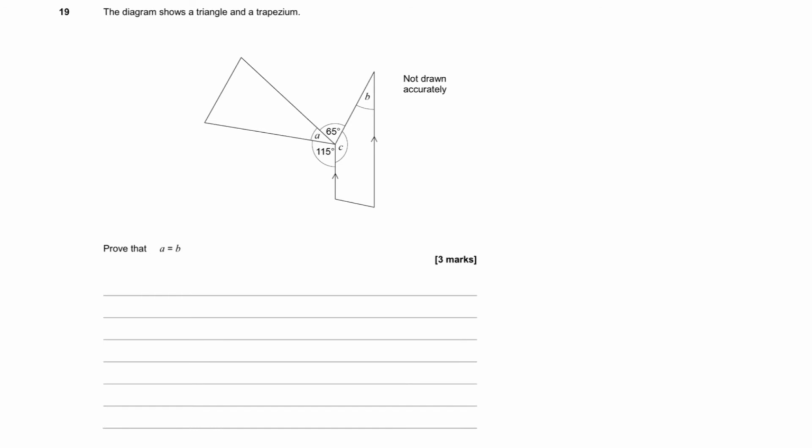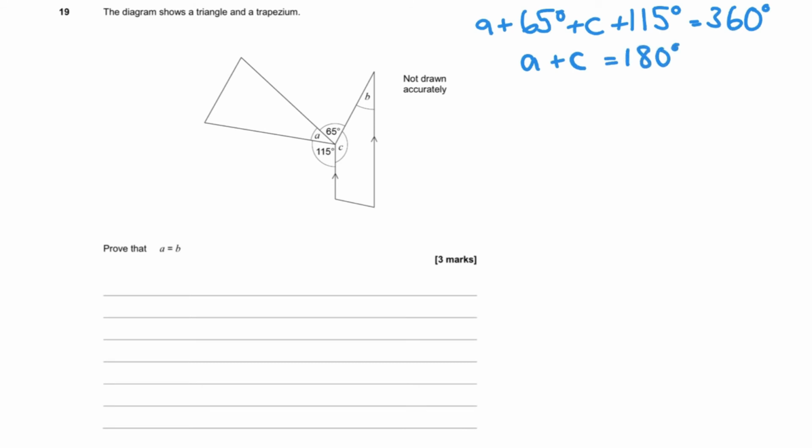So we know that all the angles in a triangle add up to 180 degrees, and all of the angles in a quadrilateral, so that's the trapezium bit, add up to 360 degrees. We can also see in the middle here we've got 4 angles around a point, and we know that equals 360 degrees as well. So we've got A plus 65 degrees plus C plus 115 degrees is equal to 360 degrees. But we can see here that 65 and 115 add up to 180. So A plus C, which is the remaining bit, must equal 180 degrees.